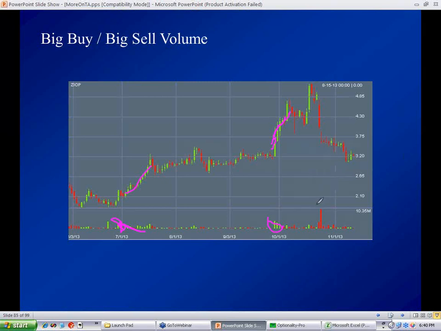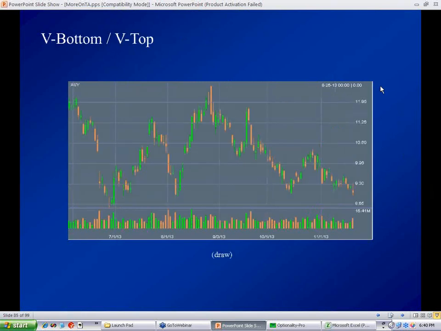Big Sell Volume is the opposite. You got big red volume. Look at that sucker crash. That's simple but powerful. That's number 1. These are not necessarily in the order of effectiveness. I'm just showing you the ones that actually work.